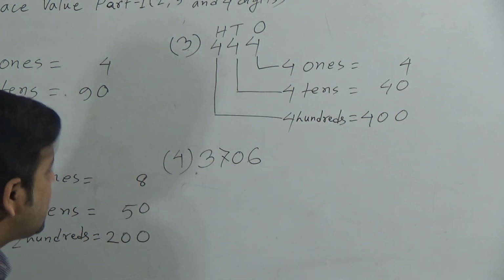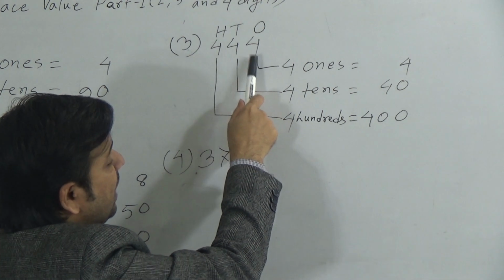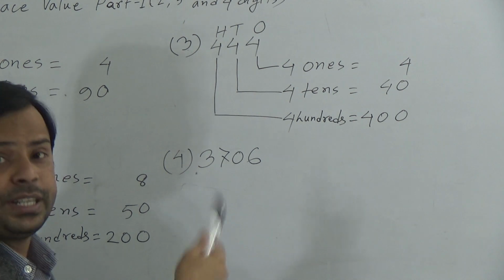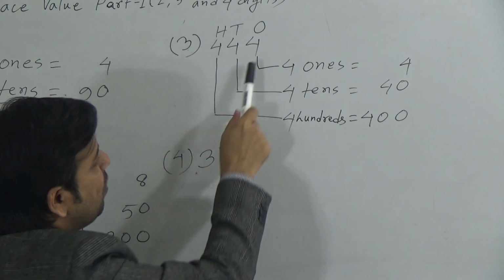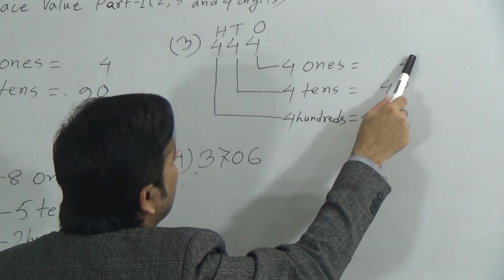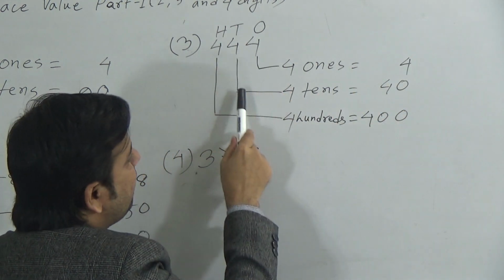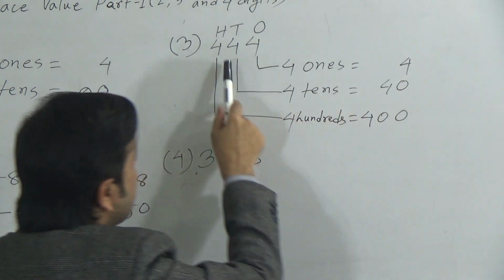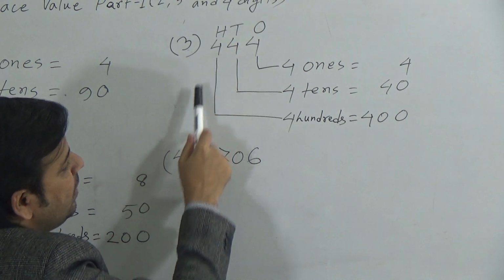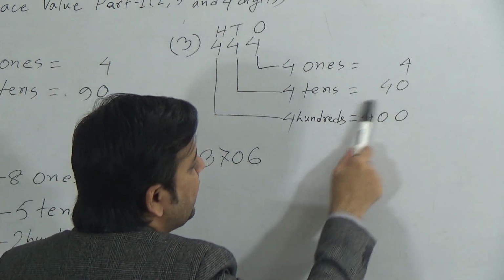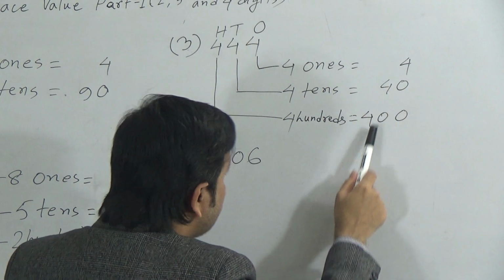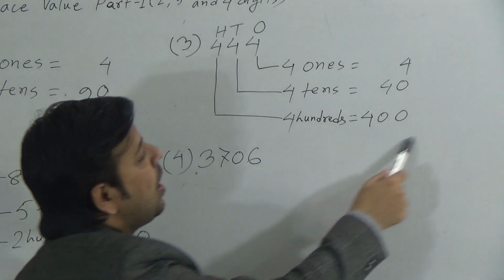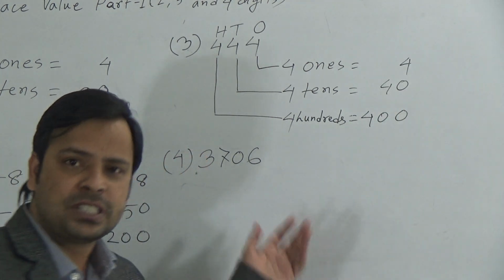Dear students, notice here all the digits are the same, but according to its position in a number, the value is different. If 4 is in ones, then the value of 4 is 4. If 4 is in tens position, then the value of 4 is 4 tens, that is 40. And if 4 is in hundreds place, then the value of 4 is 400. So we can say these are the place values of the digit 4 in this number, as these values are for their place or position.